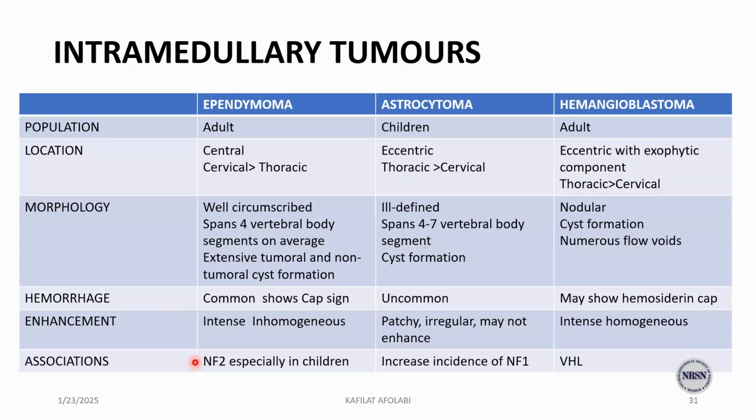Of course, there are associations. For ependymoma, it has been reported that it is frequently associated with neurofibromatosis 2, especially in children. And astrocytoma studies are also showing an increased incidence with neurofibromatosis 1, while hemangioblastomas generally are associated with von Hippel-Lindau syndrome. About 1/3 of patients with hemangioblastoma, not just of the spinal cord, as that statistic covers all hemangioblastoma, have von Hippel-Lindau syndrome.